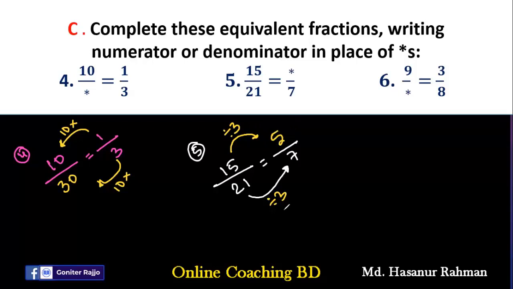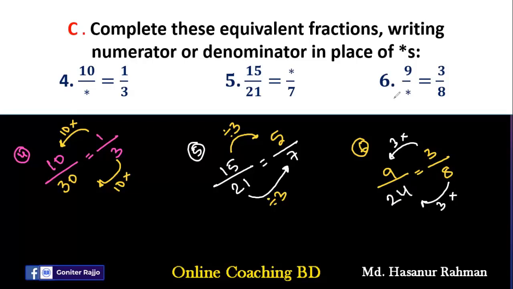Very simple. Now number 6. Number 6 says 9 divided by star equal to 3 divided by 8. So we have to find out that number. That means from 3 to 9, what is the relation between them? We have to multiply this 3 by 3 to make 9. That means we have to multiply this 8 by 3. 8 times 3 is 24. So the missing number of number 6 will be 24.